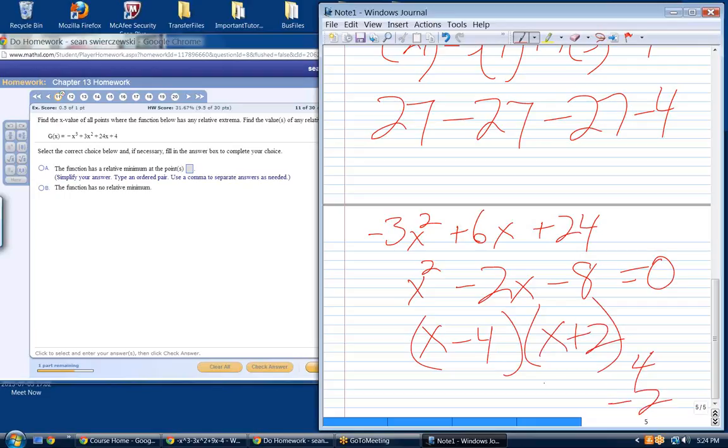Again, we know that it is an upside down parabola, so the point on the left is going to be the minimum. So negative 2 is the minimum. And what is its y value? If I plug in negative 2, I get minus 3 times 4. Whoops, I can't plug it into here. I got to plug it into the original equation.